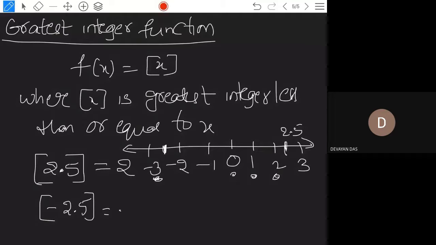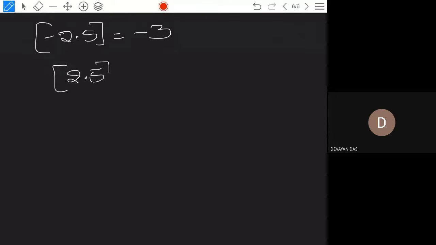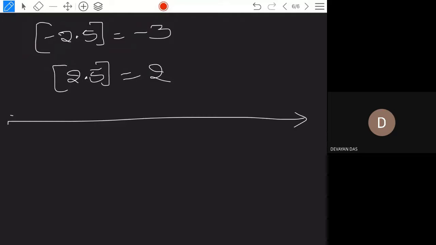Did you get my point? Whenever you take a negative value, minus 2.5, it is equal to minus 3. If it is positive 2.5, it is taken as 2. Don't blindly remember. Every time you need to keep this number line in your mind. Only then can you understand the greatest integer function.